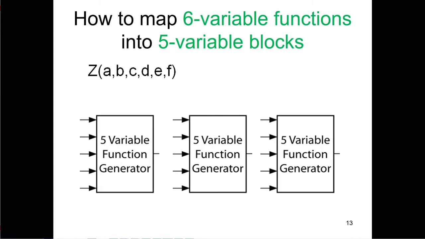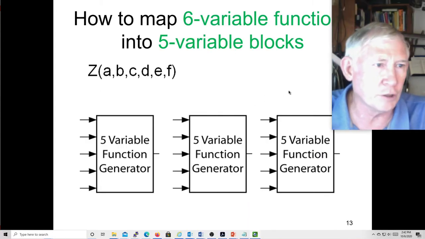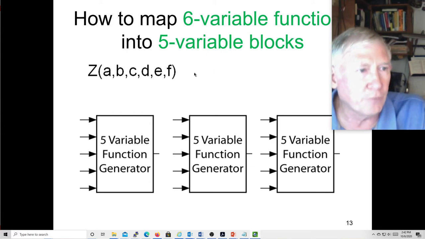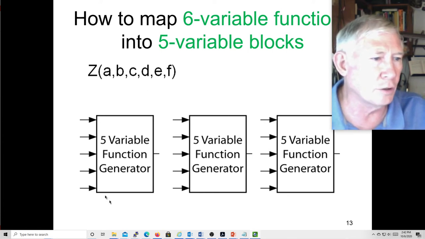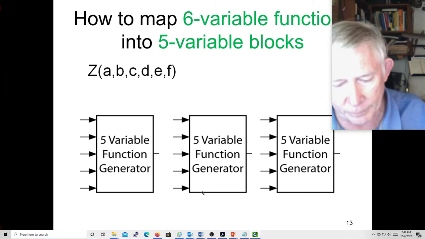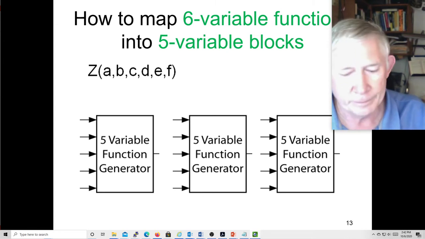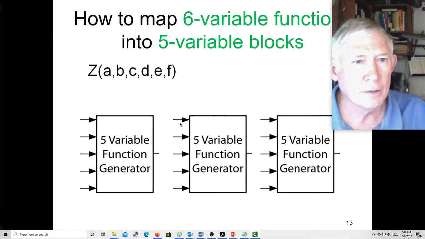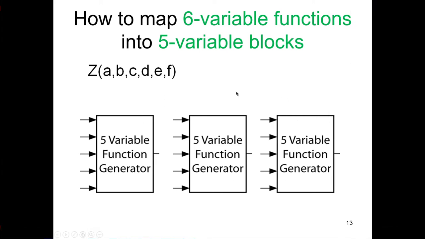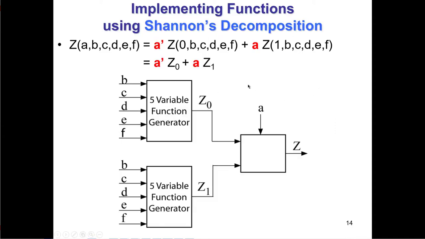All right, now let's talk about Shannon's decomposition. This is very straightforward. How do you map a six-variable function into five-variable blocks? Well, you need at least two five-variable blocks, and then you need a 2-to-1 mux to pick between them. Okay, so how do we do this? Well, we just do Shannon's decomposition.